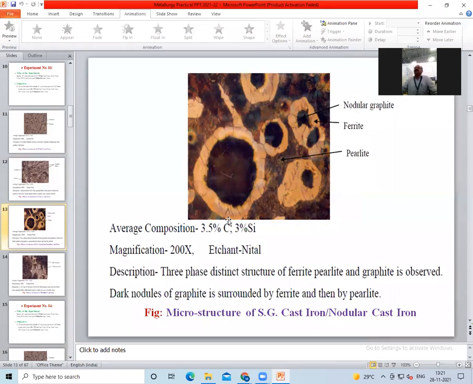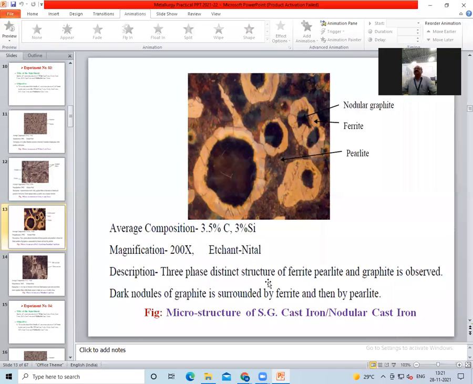Now next, this is the microstructure of SG cast iron or nodular cast iron. Here again, the chemical composition is the same. Nital is the etchant for the specimen. What about the etching that we saw last time? After making the specimen, you have to go for etching. That means we apply the solution, wait for 5 minutes, then clean, and then we can see under the microscope. Nital is the etching agent, and we can use it for cleaning purposes.